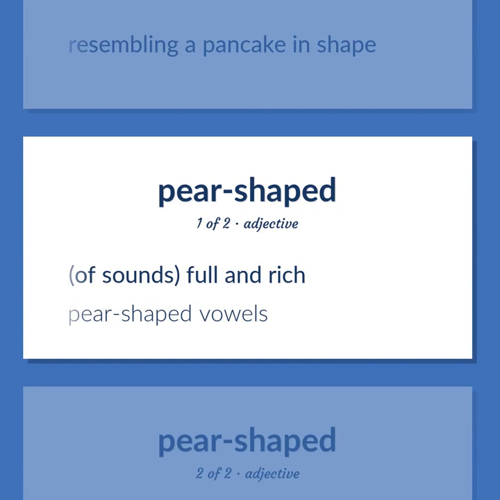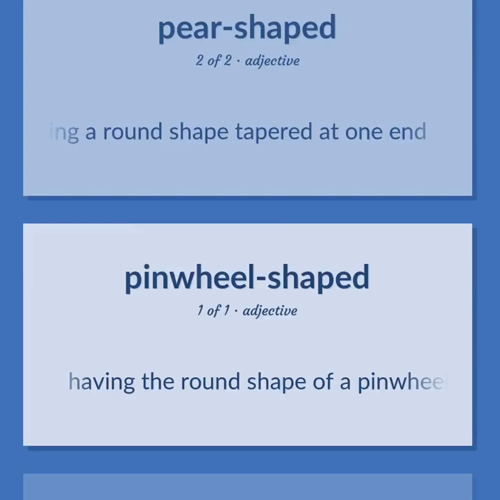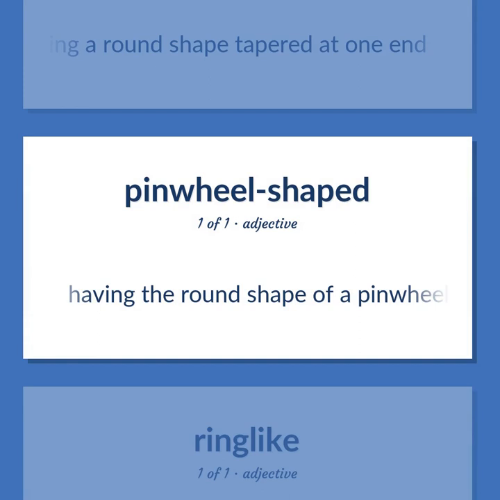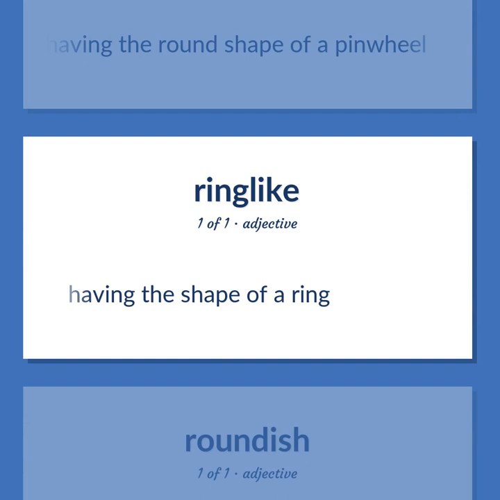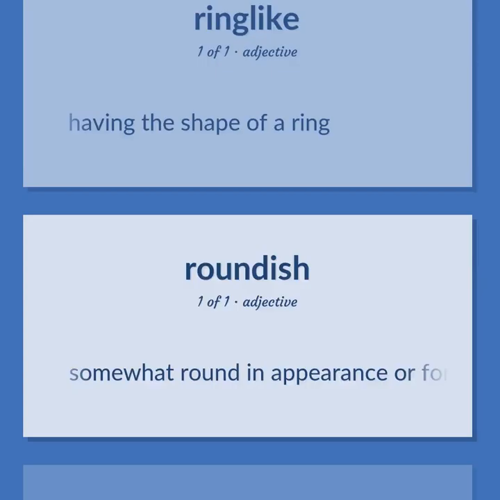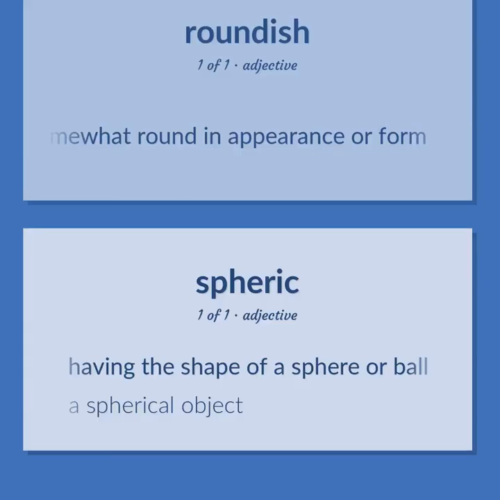Of sounds, full and rich. Pear-shaped vowels. Having a round shape tapered at one end. Having the round shape of a pinwheel. Having the shape of a ring. Somewhat round in appearance or form. Having the shape of a sphere or ball.